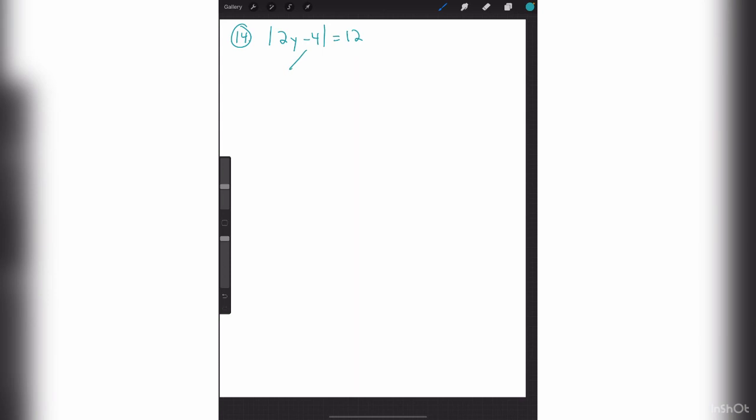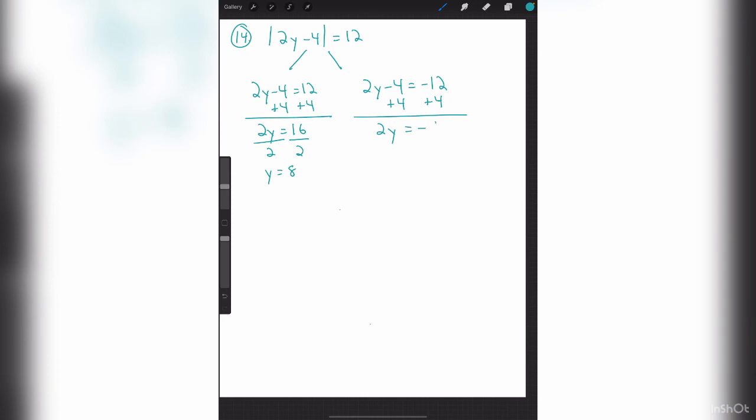If I split this up two ways, I could say 2y minus 4 is equal to 12. I could also say 2y minus 4 is equal to negative 12. I'm going to start with this one over here and solve it. I add 4 to each side, and that gives me 2y is equal to 16. Divide each side by 2, and I get y is equal to 8. I add 4 to each side here, and say 2y is equal to negative 8. Divide each side by 2, and I get y is equal to negative 4. So these are my two possible solutions.